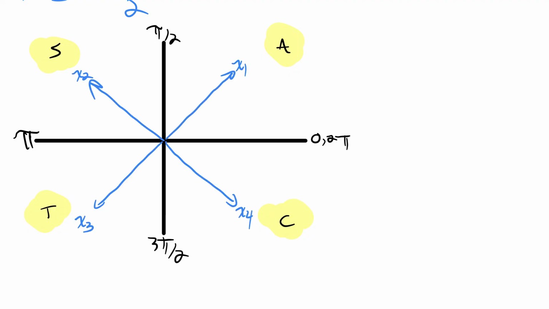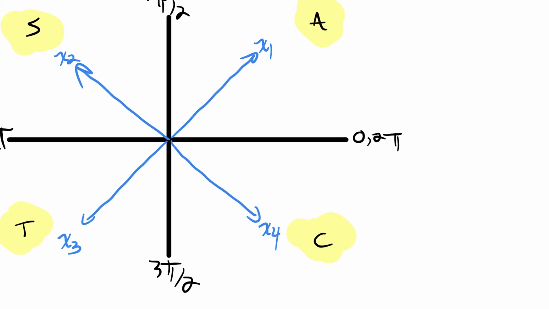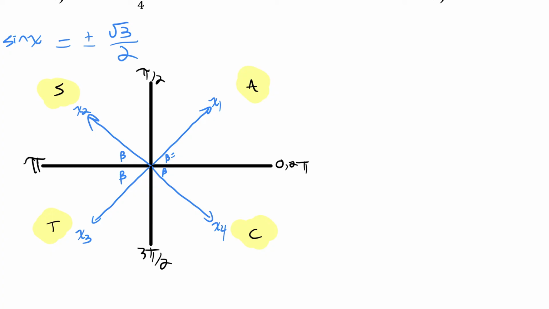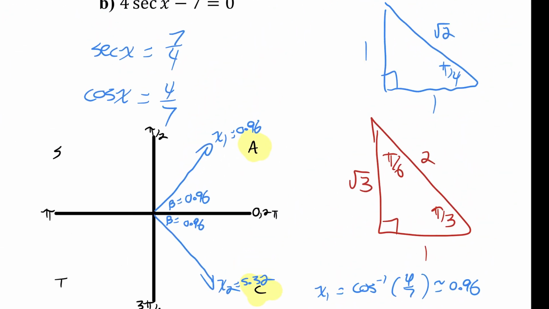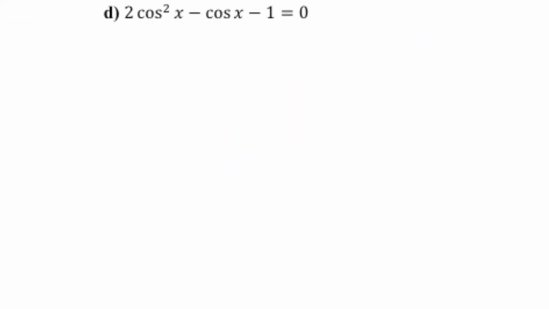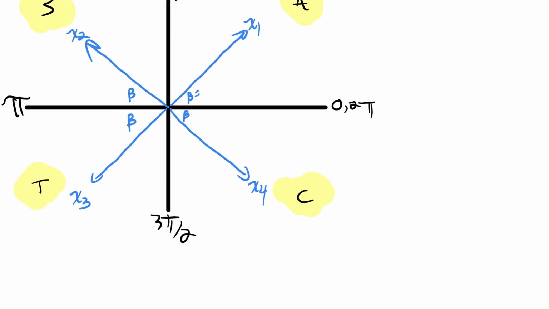And the great thing about this question is that all 4 of these are going to have the exact same reference angle. Now, can I get that reference angle from my special triangle? Can I make a sine ratio of root 3/2 from a special triangle? Yes. Sine of pi/3 is root 3/2. So I'll place pi/3 as the reference angle in all 4 of those quadrants.